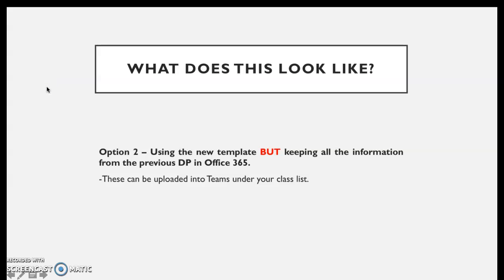So option two is using the new template, but keeping all the information from the previous DP in Office 365. And these can be uploaded into Teams under your class list. I've already started to set that up for you. Again, I will show you what that looks like in a minute. It's the setting up and storing things which has changed quite a bit. That's probably going to be the trickiest part because we're moving away from Office 365 in order for us to store on Teams and then eventually to upload to Sector. So that's probably the biggest tricky part that's going to happen in regards to this.